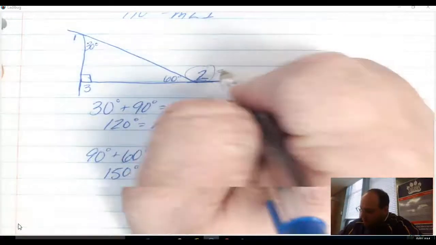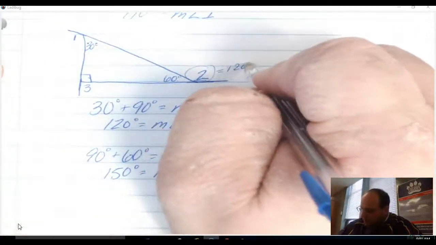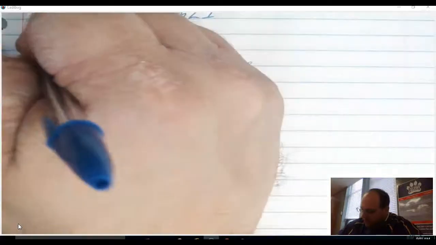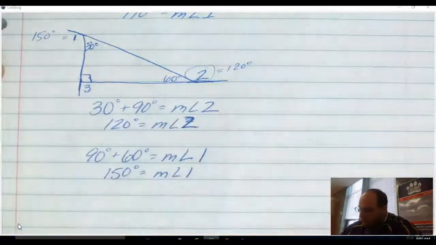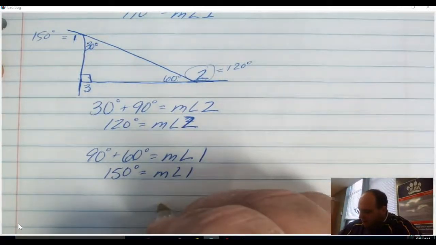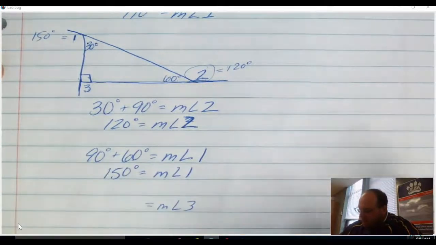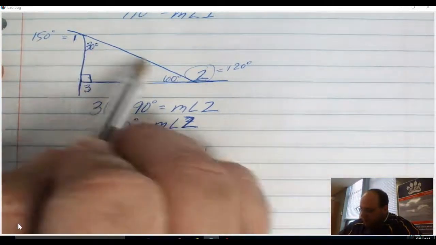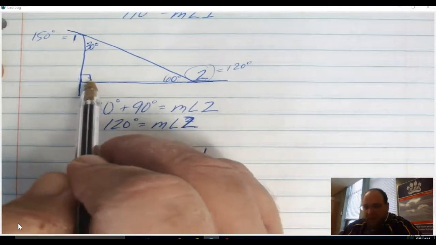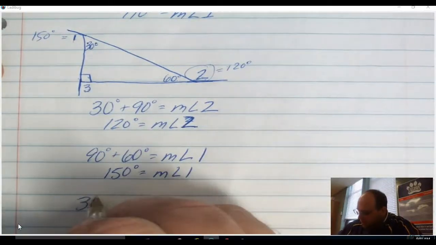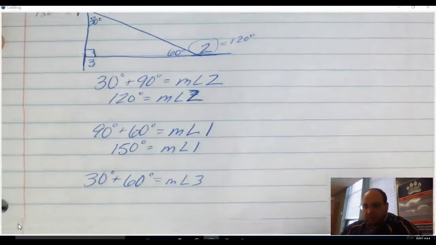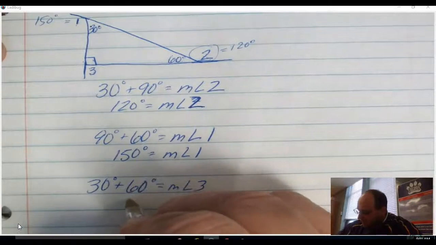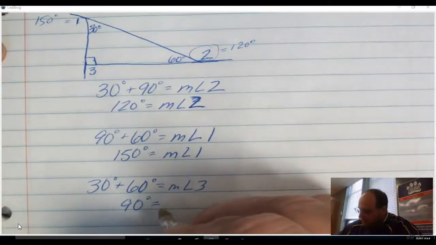So angle 2 is equal to 120 degrees. Angle 1 is equal to 150 degrees. And let's just go ahead and figure out the measure of angle 3 while we're at it. In order to find the measure of angle 3, I have to identify the two remote interior angles, which would be 30 and 60, because those are the ones that are not adjacent to 3. So 30 plus 60 degrees is equal to the measure of angle 3. And when I do 30 plus 60, I end up with an answer of 90 degrees. 90 is the measure of angle 3.